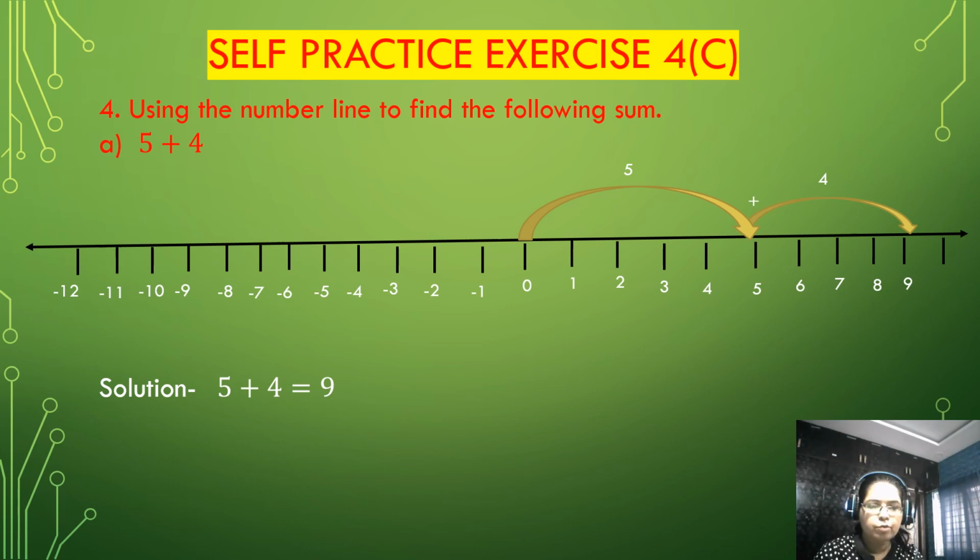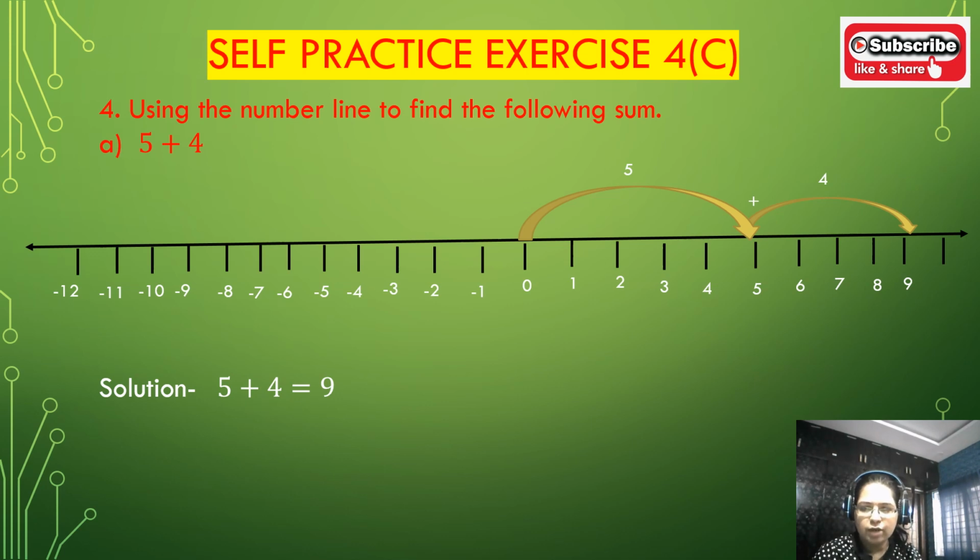Now we solve question number 4, and question number 4 is using the number line find the following sum. First is A, 5 plus 4. Both are positive integers, so starting from 0 the number goes to the right hand side, 0 to 5. Distance from 0 to 5 is 5. Now the number is at 5 and we add 4. Starting from 5 the number goes 4 places: 5 to 6 is 1 place, 6 to 7 is 2 places, 7 to 8 is 3 places, and 8 to 9 is 4 places. The number is now at 9. So 5 plus 4 equal to 9.